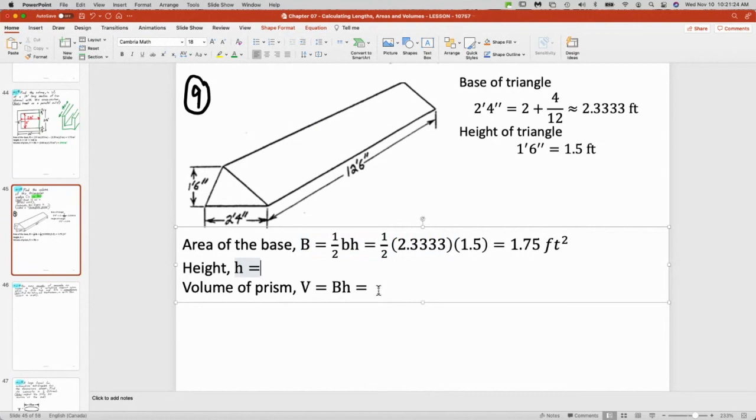And the height, we'll do the same thing here. Thank you, Huria, for factoring in there. So we have 1.75 square feet, 12.5 feet. Question 9 is 21.8.